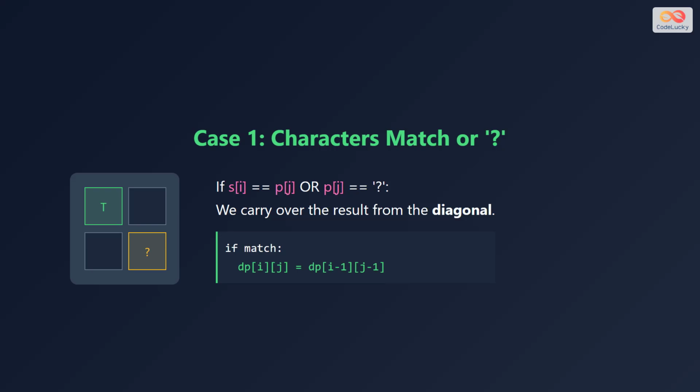Let's fill this table. Case 1 is simple. If the current characters match, or if the pattern has a question mark, we simply look at the diagonal value. If the previous state was a match and our current characters match, then the current state is also a match.